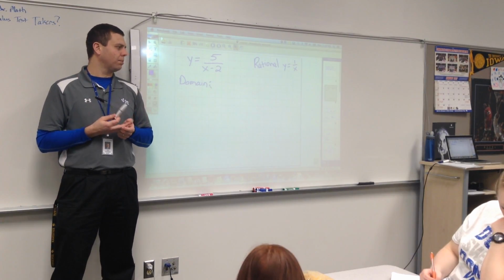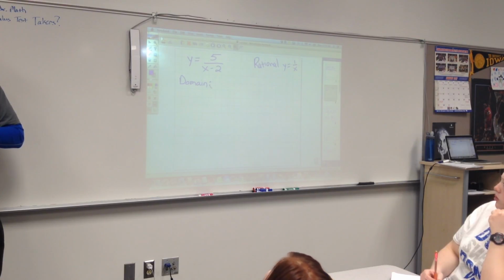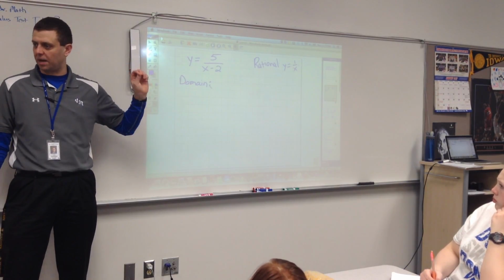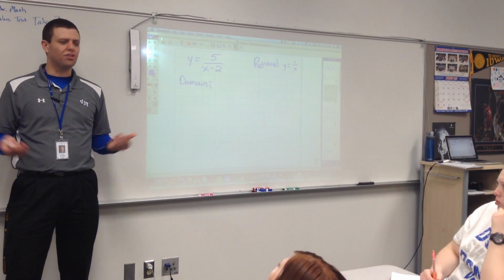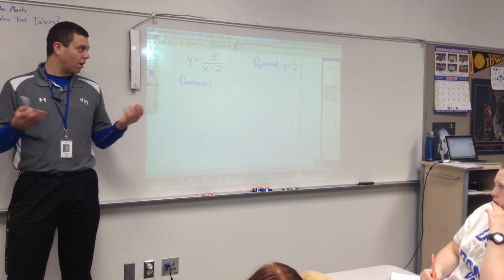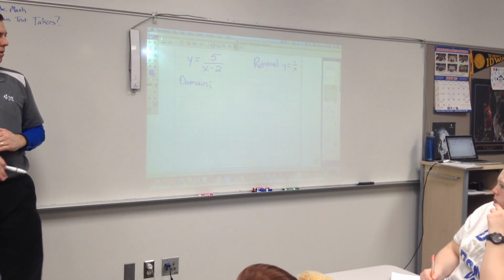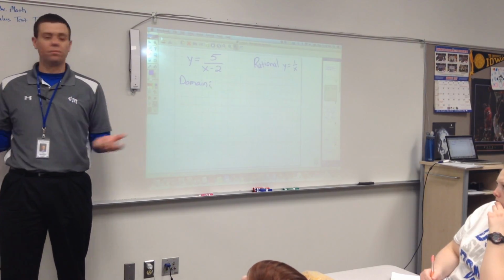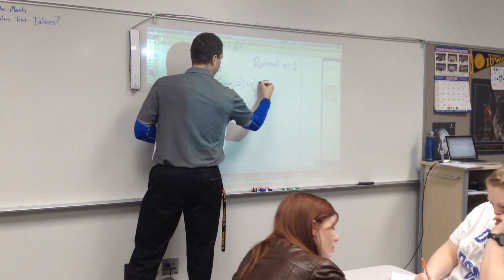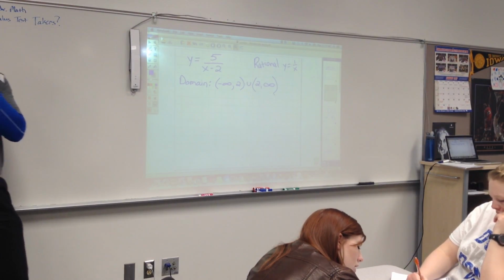Are there any other numbers that you could not plug in for X? Everything else is going to be good. You'll get a numerical answer. So would you agree that the domain of this function is every number except 2? And the reason why is you can't divide by 0. Your domain is usually going to be almost every real number, but there are some things in math you can't do. You can't divide by 0. So if there are X values that make a denominator equal to 0, you know that X value is not in the domain. So my domain is all real numbers except 2. How do I write that? Every number from negative infinity to 2, and then every number from 2 to positive infinity. That would be the domain of that function.